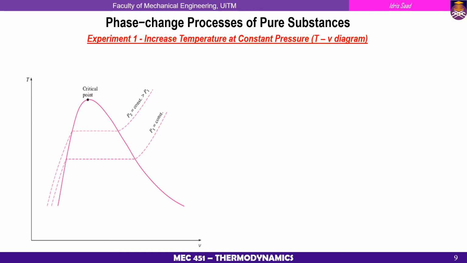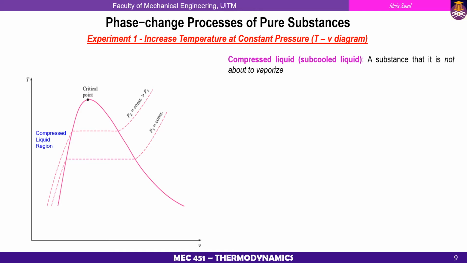The first one is the compressed liquid region. As you can see on this TV diagram, it is the region nearest to the y-axis of the temperature. Fundamentally, the compressed liquid region is the region where all of the substance is existing in the liquid phase. In other words, it is the region where a substance is not about to vaporize. As we all know, the vaporization process is where the water will start to change its phase from liquid to vapor or gas. So, as a summary, the compressed liquid region is where the substance is existing in liquid phase and not about to vaporize.